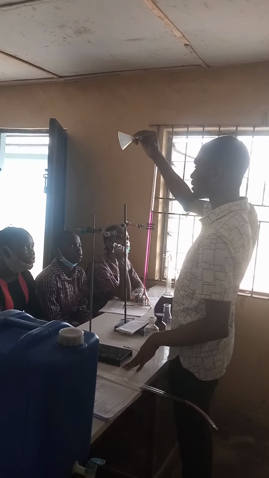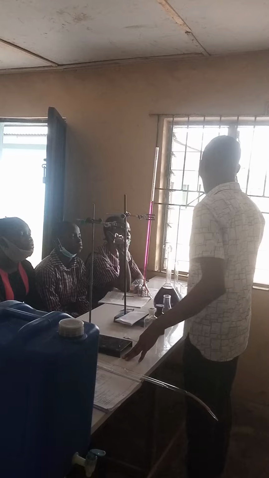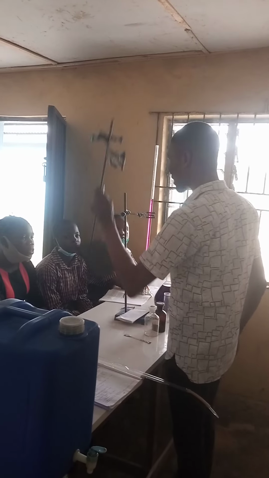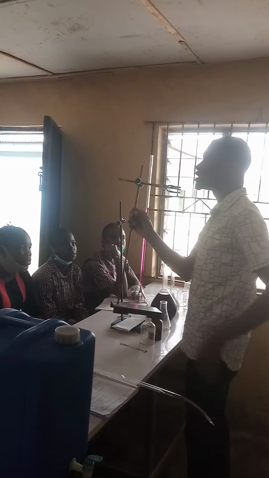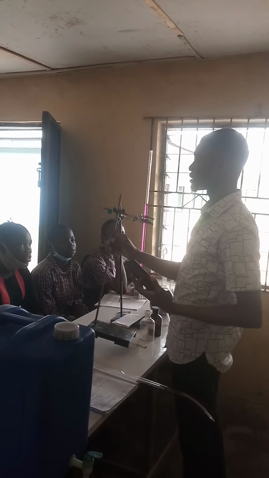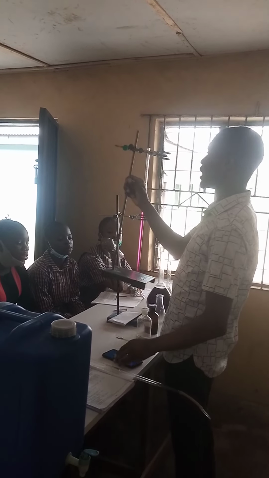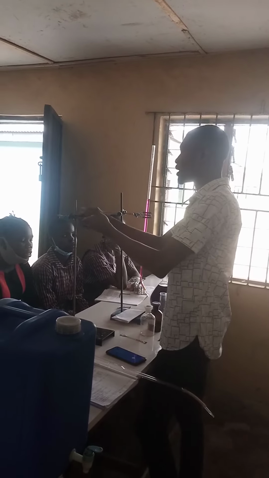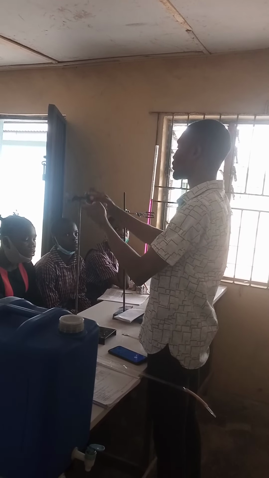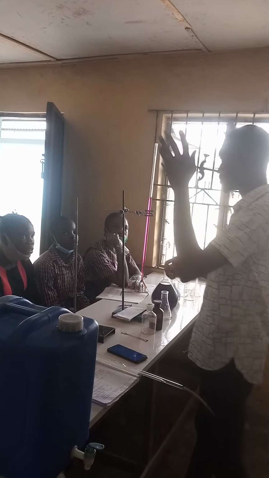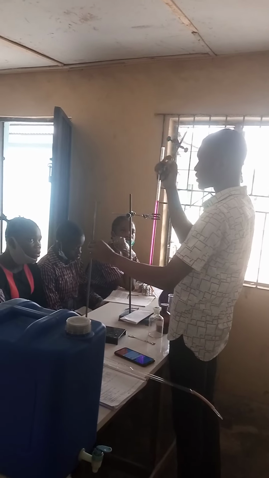And we also have what we call the funnel. The what? The funnel. You all know funnel now? Or you don't know funnel? This is what we call the funnel. And we have what we call the retort stand. This is a what? A retort stand. And in the retort stand, we have what we call the clamp. The what? The clamp, C-L-A-M-P. This is the retort stand. This is the what? The clamp.